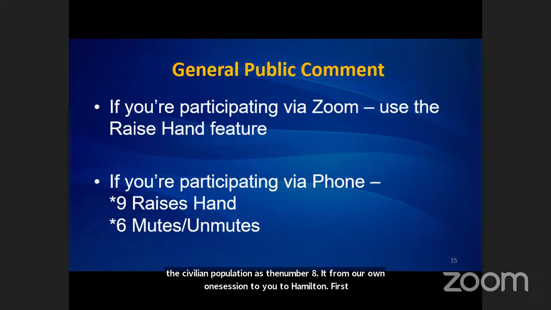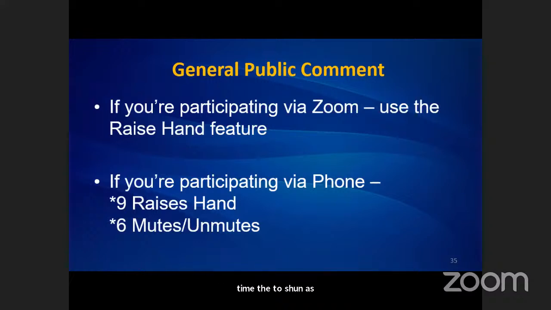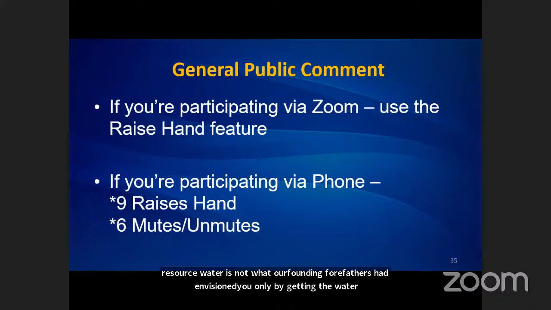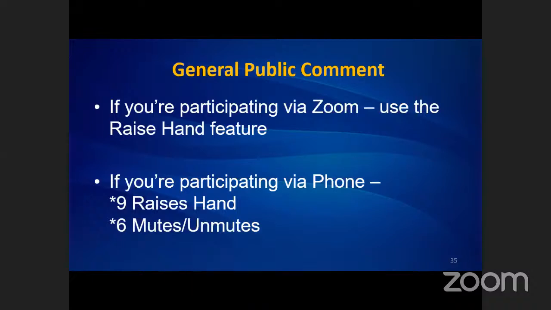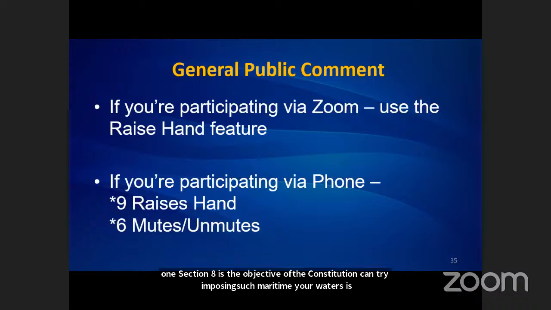Protecting, conserving, caring for, and preserving our most vital resource, water, is not what our founding forefathers had envisioned. Uniformly bankrupting, aggregating the water supply, as based again on Article 1, Section 8, is the objective of this Constitution. Contriving, imposing such maritime law upon parochial waters is unwarranted. Constitutional piracy is a chargeable offense. Thank you. Thank you. Appreciate your public comment.